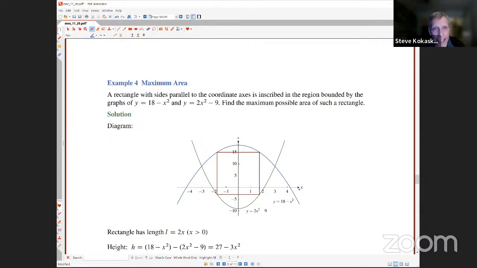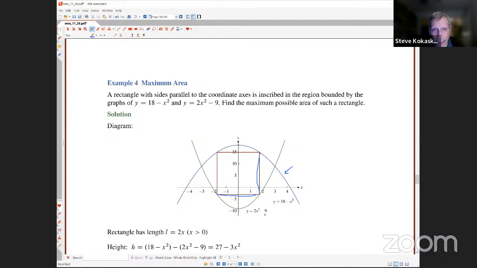All right, well, let's see here. I'm going to draw a diagram first. So I've got this parabola that opens down. That's in blue, if you can see my colors, Curtis. Yeah. I've got a parabola opening up. That's 2x squared minus 9. And I want to inscribe a rectangle in there with sides that are parallel to the axes. So I'm going to have a side here like this and one like this.